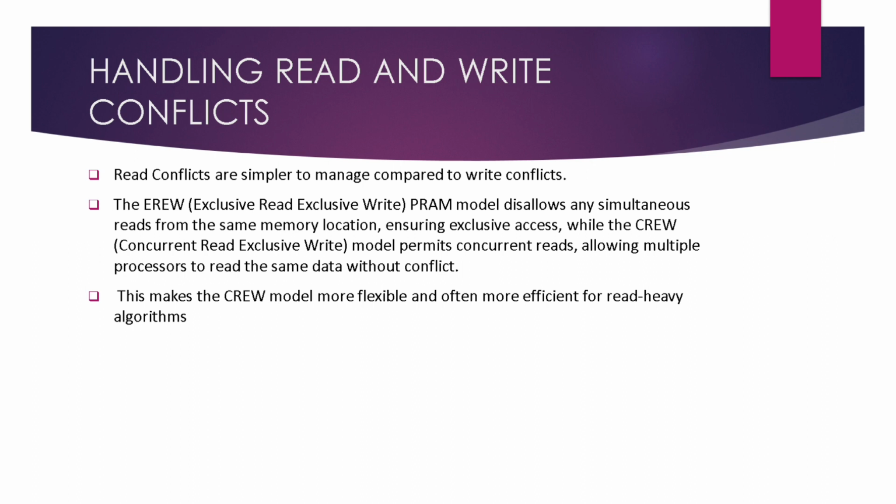Read conflicts occur when multiple processors attempt to read from the same memory location simultaneously. These are simpler to manage compared to write conflicts. The exclusive read exclusive write model disallows any simultaneous reads from the same memory location. So it ensures exclusive access, while the CREW, that is concurrent read exclusive write model, permits concurrent reads, which allows multiple processors to read the same data without conflict. This makes the CREW more flexible and often more efficient for read heavy algorithms.